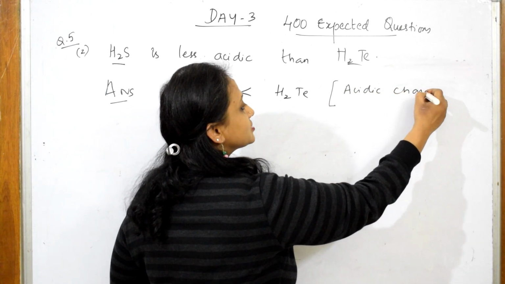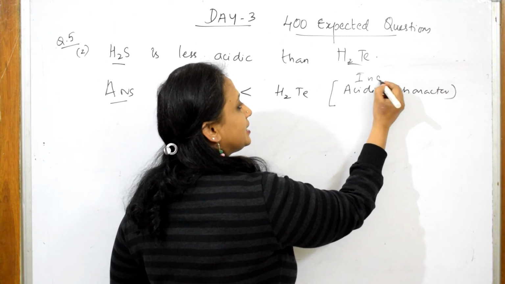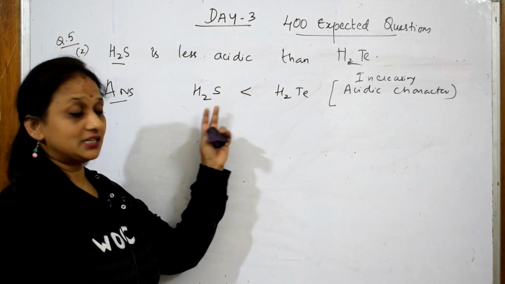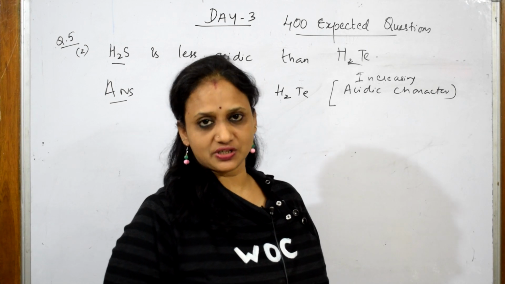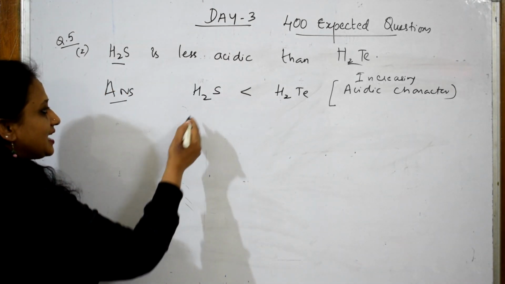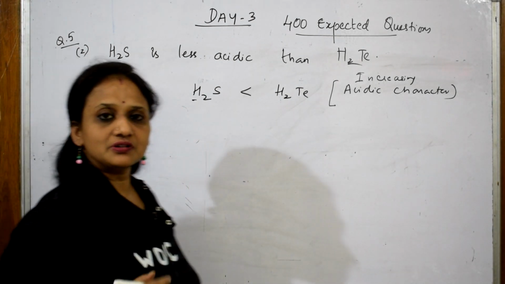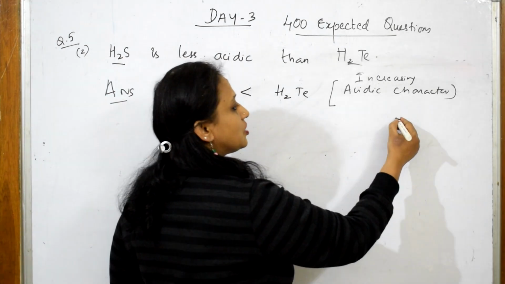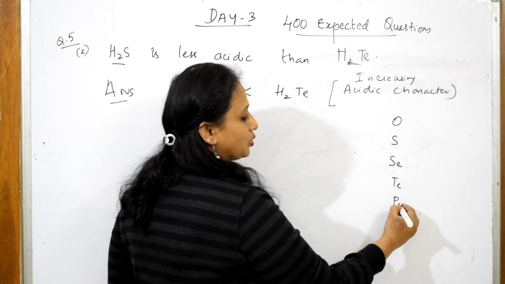Which acidic character, students? Increasing acidic character. So what did they say? This is less acidic, this is more acidic. Why? So I said whenever acidic character questions are given to you, remember one important keyword. Simple. It has to release this H plus ion. Correct? When I see this sulfur to tellurium, which group is it? Group 16. So what are the elements? Oxygen, sulfur, selenium, tellurium, polonium.